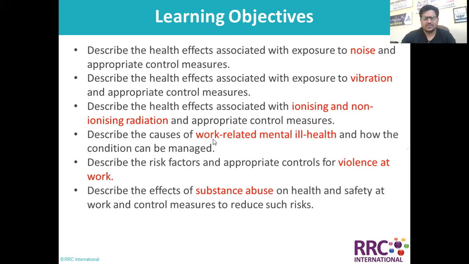And same way we're going to discuss work-related mental ill health and how we're going to manage it. And most importantly, violence at work. What are the risk factors and appropriate controls for violence at work? And lastly, we're going to discuss substance abuse, its effects on health and safety, and their controls. So that means noise, vibration, ionizing and non-ionizing radiation, work-related mental ill health, violence at work, substance abuse. So almost 7 hazards we're going to discuss along with their appropriate control measures.